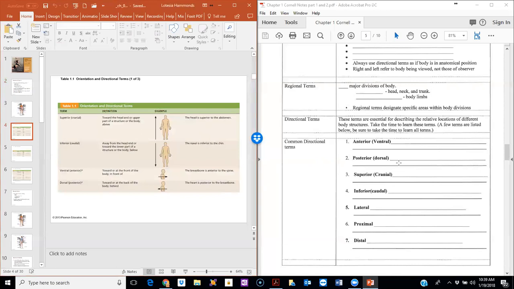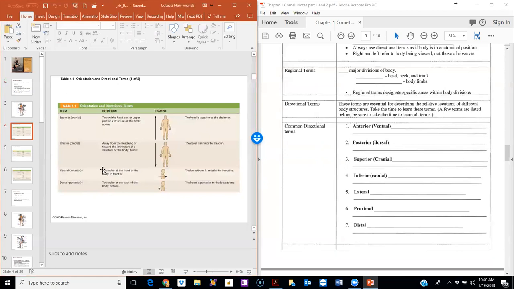Proximal is closer to the origin of the body part or the point of attachment. The point of attachment would be referring to the limb to the body trunk. Proximal would be closer to the origin of the body or the point of attachment to the limb or the body trunk. And then distal is further from the origin of the body part or further from the point of attachment of a limb or the body trunk.